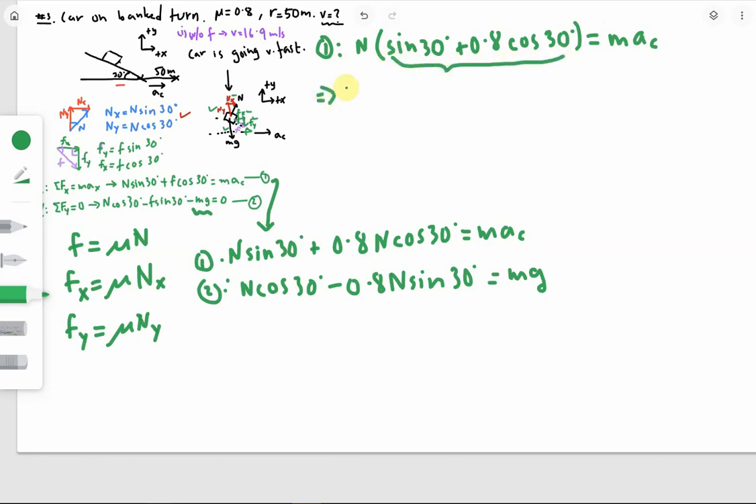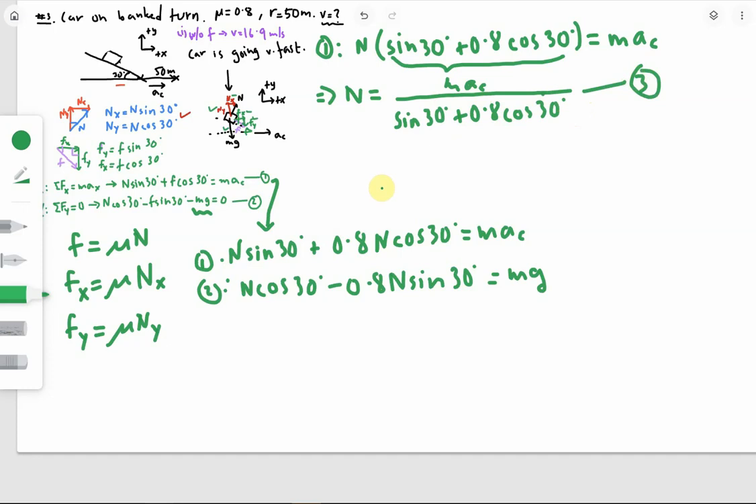So on the left hand side we are left with just n equals, and on the right hand side we have m a_c divided by this whole thing, sine 30 plus 0.8 cosine 30. Alright, let's call this equation 3.